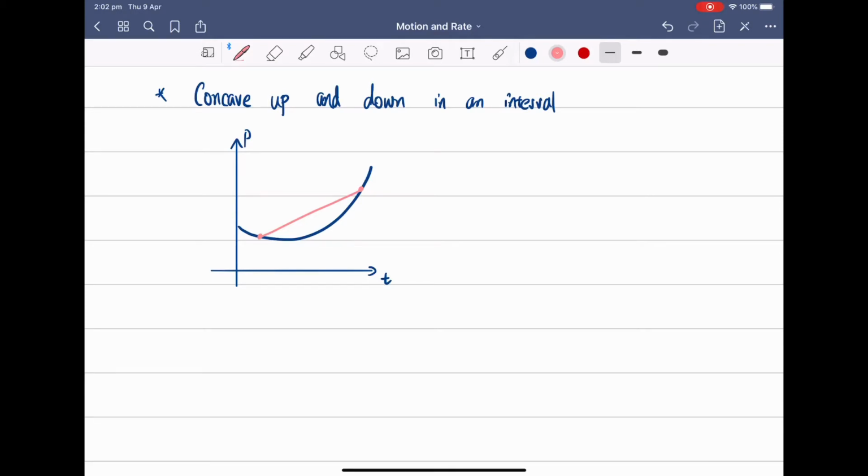And the significance of this, which we can talk about later, is that something is increasing at an increasing rate. Okay, I'll talk about this later.